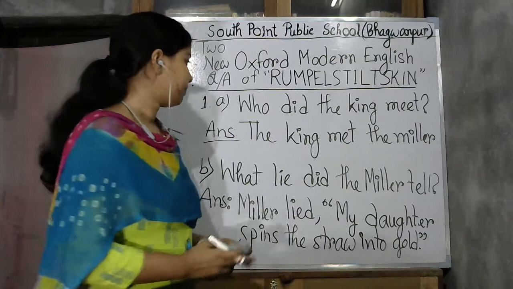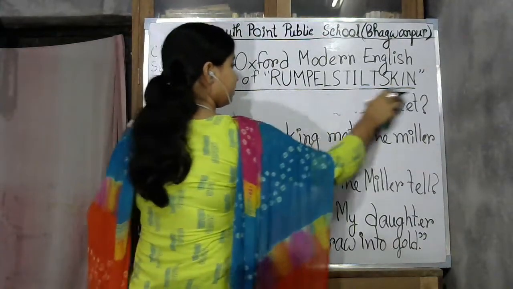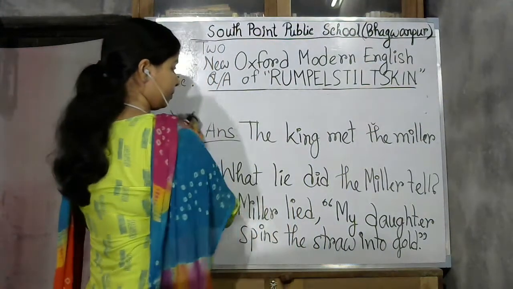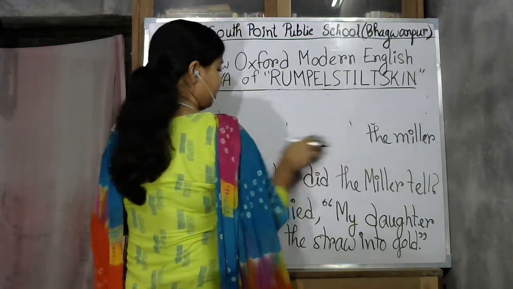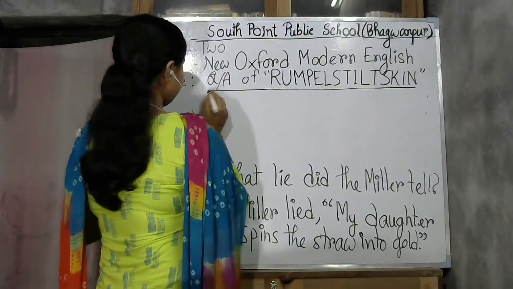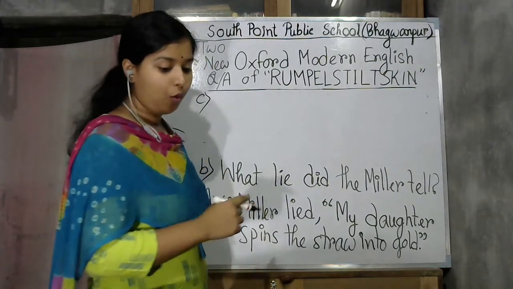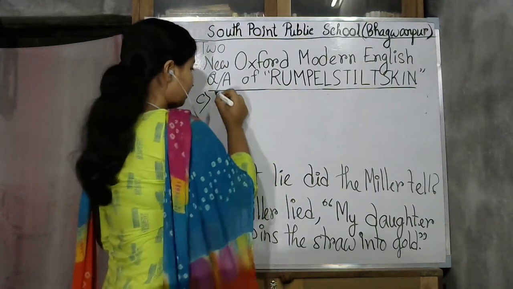Question number C. Question number C, what is it? Why did the miller's daughter cry?